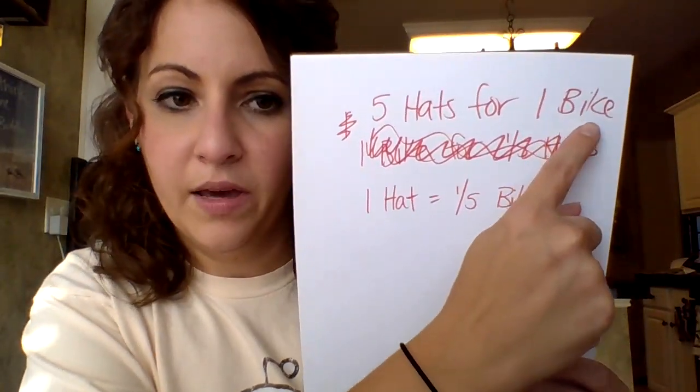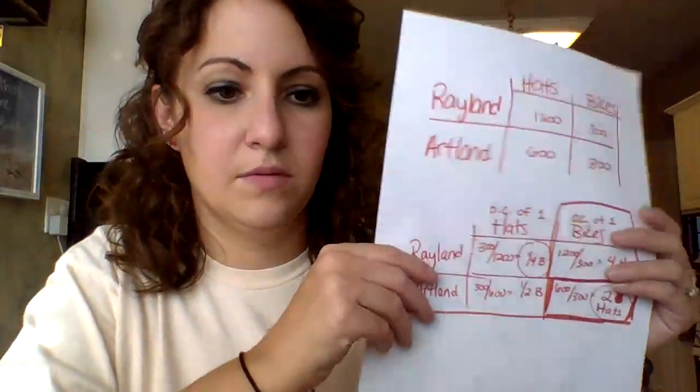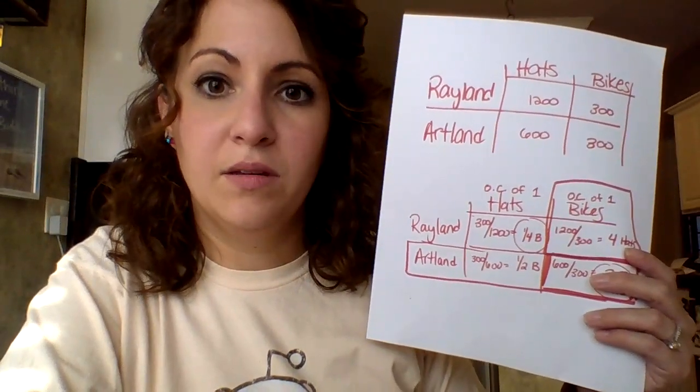Okay, so let's see if this is advantageous for Raylan and Artland. So one bike gives you 5 hats. You're going to have to get 5 hats for one bike. Well, let's see who would have to be needing.